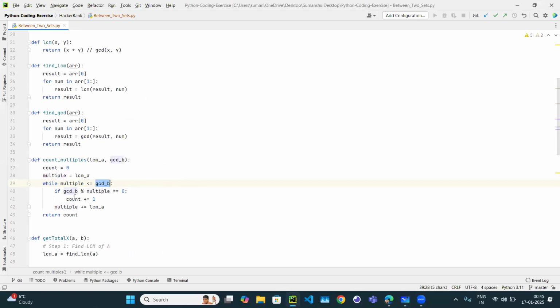Till the GCD, we check whether the GCD divided by the multiple gives remainder 0. And here, if you see, we are incrementing the multiple not by one. We are incrementing the multiple by the least common multiple, right? So we are skipping a lot of numbers, and then we return the count.